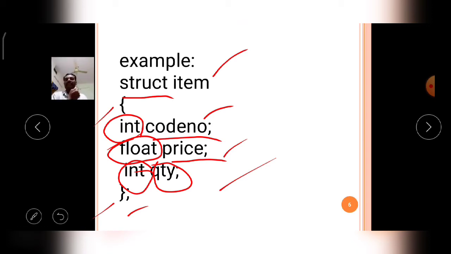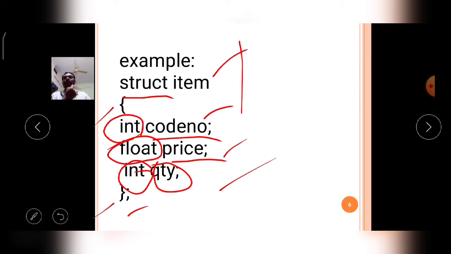Okay, now in this example I constructed the structure user defined data type of item. This item structure user defined data type variable contains three members internally. One is code number, second one is price, third one is QTY. Again the code number belongs to integer, the price belongs to float and QTY belongs to integer. Like that I constructed the item structure data type.